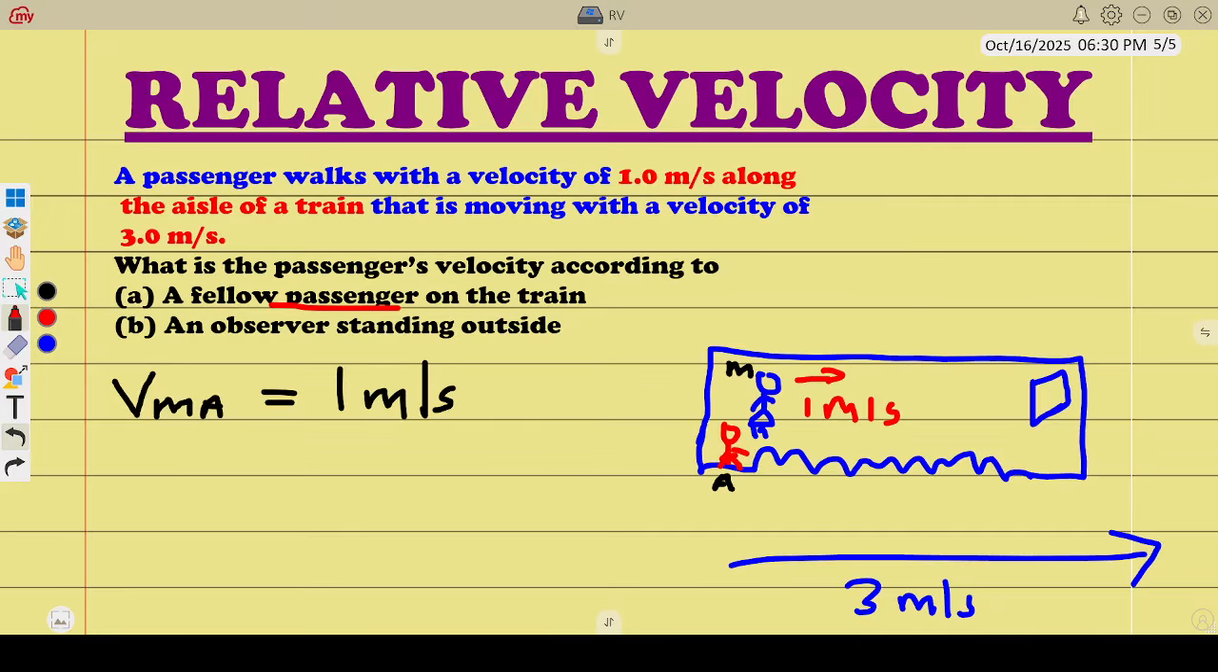So this person won't be feeling like Maureen is moving very fast because she's also on the train. Yeah, and then you are going to understand it better. Coming to question B, what is the velocity of Maureen being observed by someone who is outside on the earth?